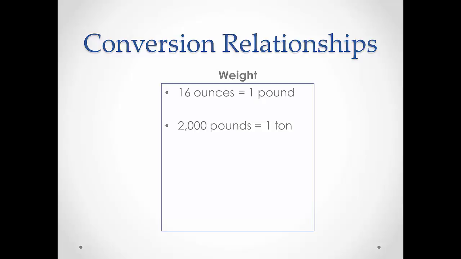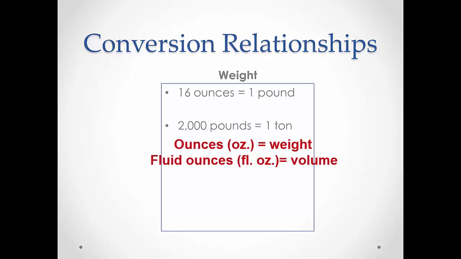One thing I do want to point out here, you'll notice that we have 16 ounces equals a pound. In volume, we also have ounces. Normally we separate them by saying fluid ounces rather than simply ounces. So if you see something say ounces, think weight. If you see something say fluid ounces, think volume.